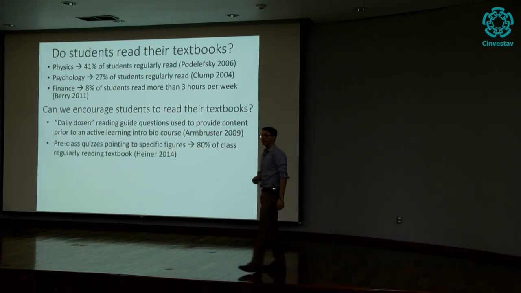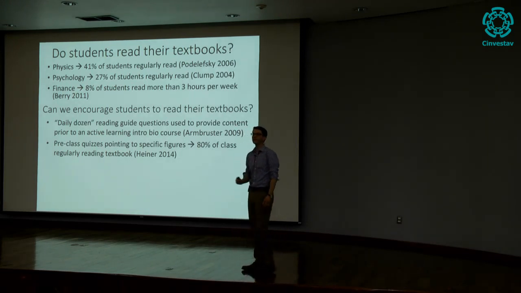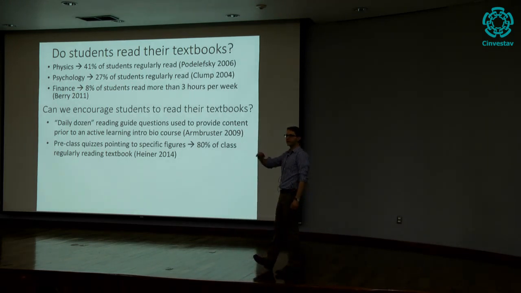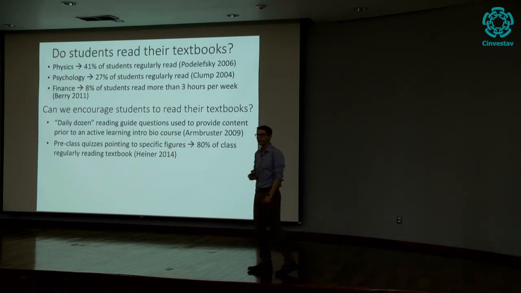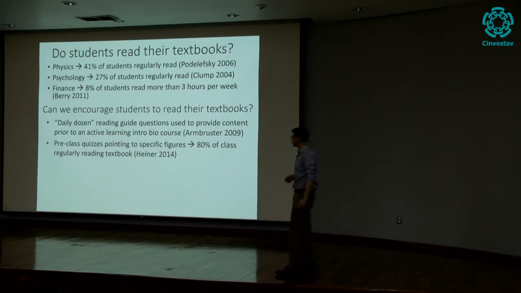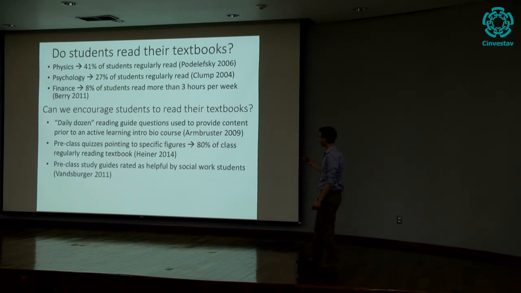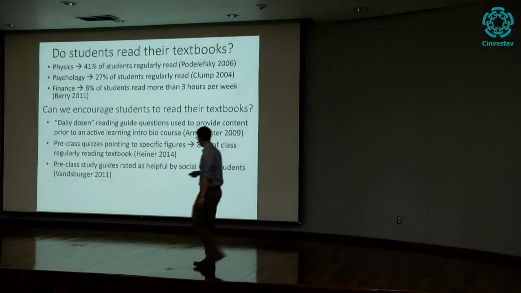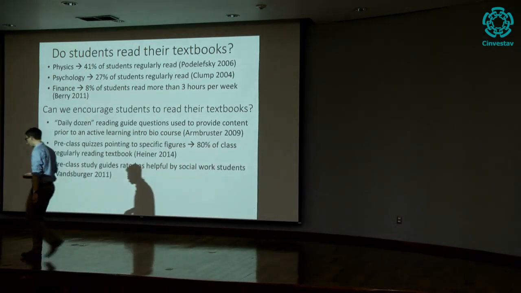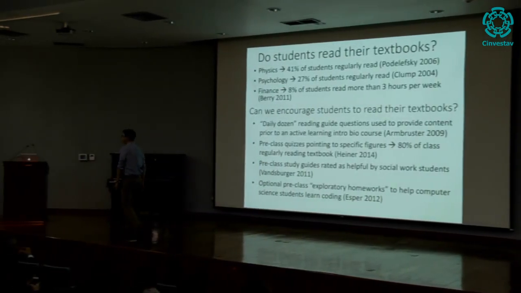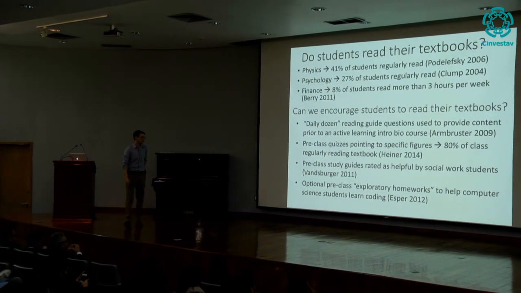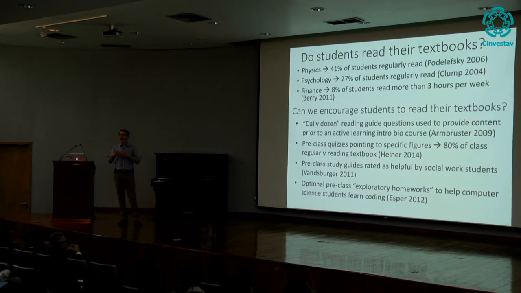We've also seen pre-class quizzes pointing to specific figures. So if you have an online quiz that says, hey, read the book, look at figure 6.3, answer this question, that got up to 80% of the class reading their textbook. That was for bio and for physics. There was a study guide that was helpful for teaching social work students in a certain course setting, and also for computer science. They called these exploratory homeworks. These were used to help students learning to code as they're reading. So they're reading a book about coding, but they're actually coding at the same time, and that helped them learn overall.